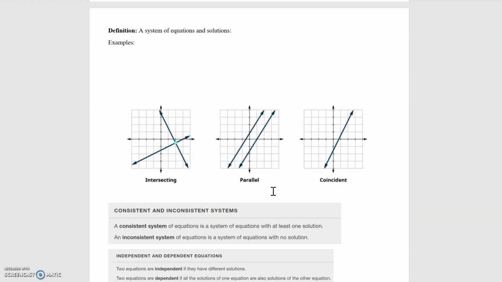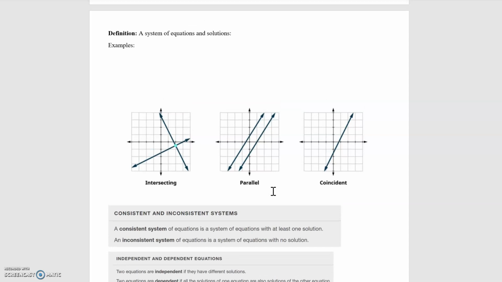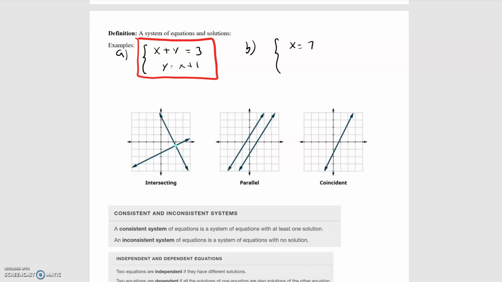So you're going to have a system of equations. This means that you're going to be given 2 or more equations. For our systems, all of them are going to have 2 equations. So let me just give you examples of equations. In this case, example 1 will have x plus y is equal to 3, and y is equal to x plus 1. So you're basically given 2 equations, and these equations will represent lines on a plane. Let me give you another one. In this case, x is equal to 7 and y is equal to x plus 1.